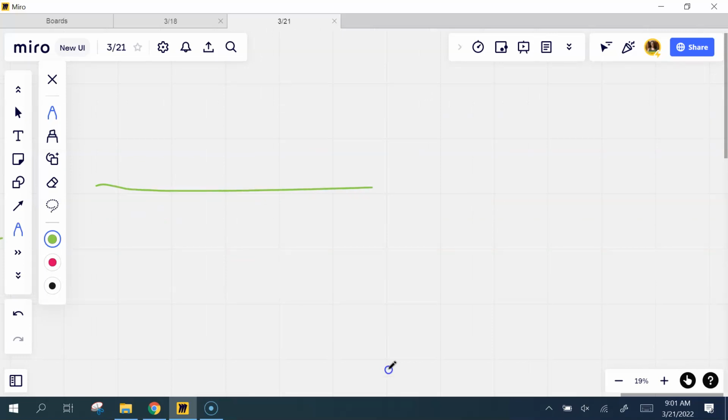I did a sign chart. Horizontal tangents I know happen where? When the derivative equals 0. So I know that the derivative here is the graph of f, so that's what I'm looking at.